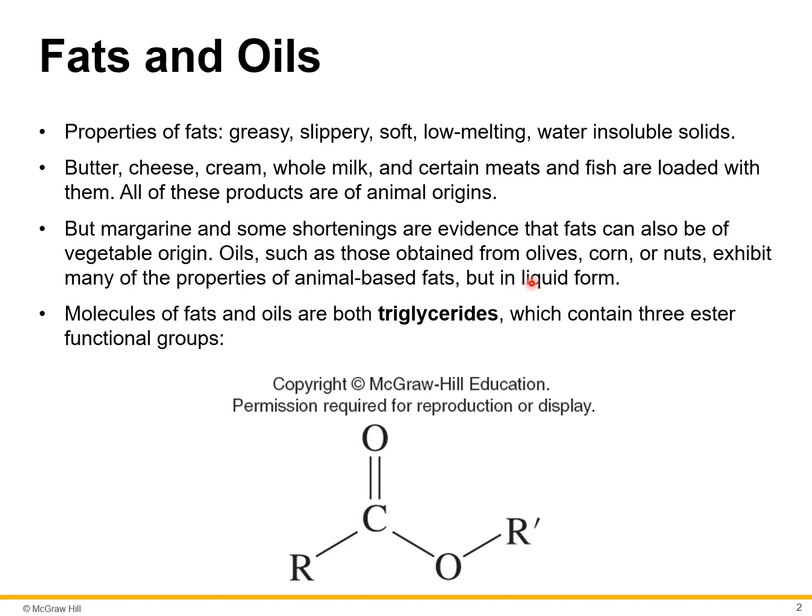And then we have molecules, they're both triglycerides. And what is a triglyceride? They contain 3 ester functional groups, and we'll show more in detail later. But an ester group is when you have a carbon with a double bond O, and then next to the carbon you have another oxygen. And these R groups just designate other carbon chains.